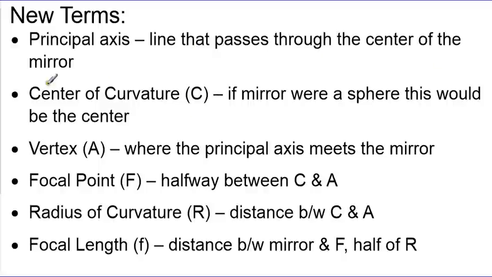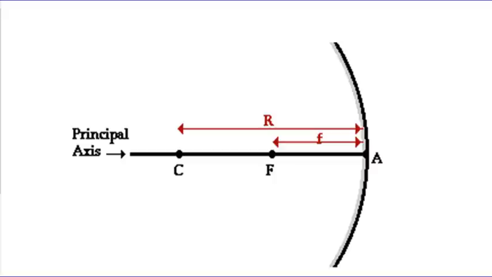The center of curvature, if you were to imagine the mirror as a sphere, would be the geographic center of that sphere. The vertex is where this principal axis meets the mirror. The focal point is going to be halfway between C and A, the center of curvature and the vertex. The radius of curvature is going to be the distance between your center and your vertex. And the focal length is going to be between the vertex and the focal point, which is going to be half of the radius. So hopefully this diagram will make more sense with that.